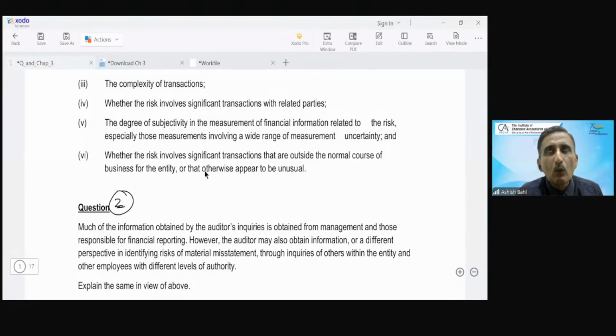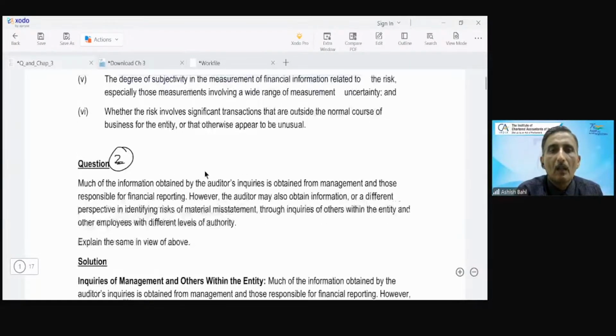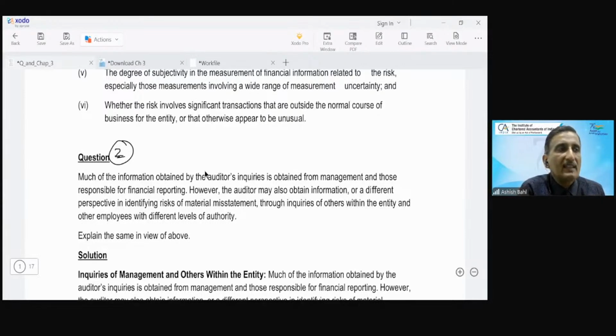And now this second question relates only to one part, only to inquiry. Okay. It has come once in your papers also. So the question states, much of the information obtained by the auditor's inquiry is obtained from management and those responsible for financial reporting. So obviously, the people who have made financial statements and the management, which oversees the process of financial reporting. So the auditor would be obtaining much of the information from them.